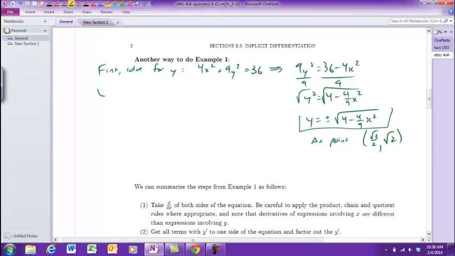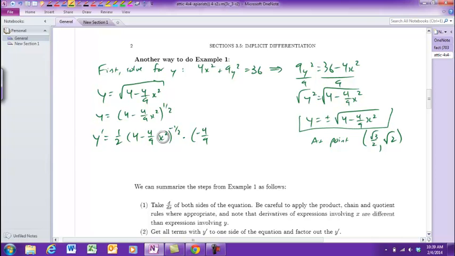And now, if I want to take the positive root, that's 4 minus 4 over 9 x squared. I can rewrite that as that to the 1/2 power. I can now just take the derivative of that directly. 1/2 times 4 minus 4 over 9 x squared to the negative 1/2, times, I chain rule and take the derivative of this stuff on the inside. 4 turns into 0. Negative 4 over 9 stays a negative 4 over 9, and then I multiply it by the derivative of x squared, which is 2x.